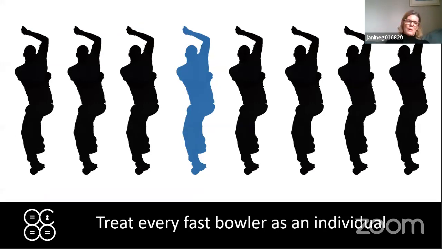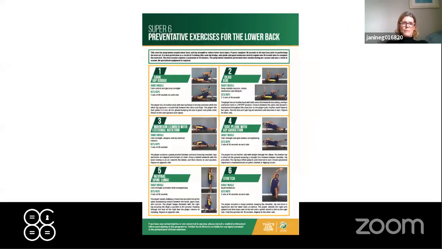And as I mentioned with the runner, treat every fast bowler as an individual. We don't ever hand out standard rehabilitation protocols for our athletes. Every athlete that I treat, every fast bowler that I treat, has a different clinical presentation, different weaknesses, different shortnesses, that's flexibility issues. And we need to make sure we identify them specifically. Otherwise, your rehabilitation won't be successful.